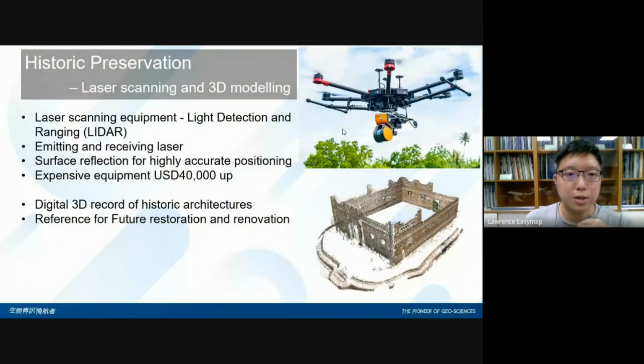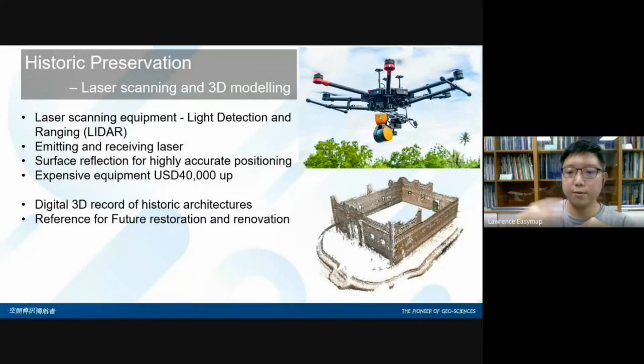Okay, so the laser scanner, just as I talked about, we call it the LiDAR, the light detection and ranging equipment. It is the little yellow equipment underneath the UAV here. Its working mechanism is emitting and receiving the laser. When the laser beam hits the surface of the structure, it will bounce back and be received by the receiver. So how can the equipment know, okay, hey, there is a point? We call it a point count.